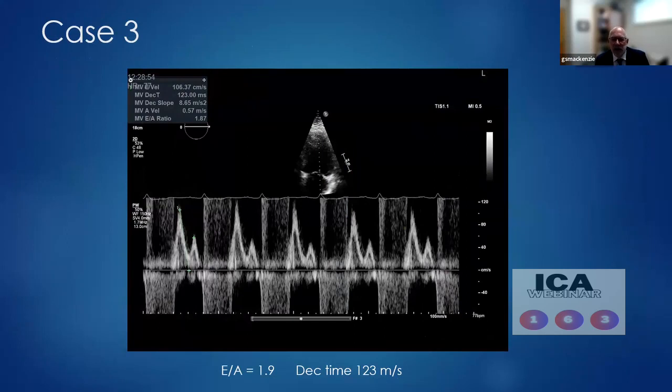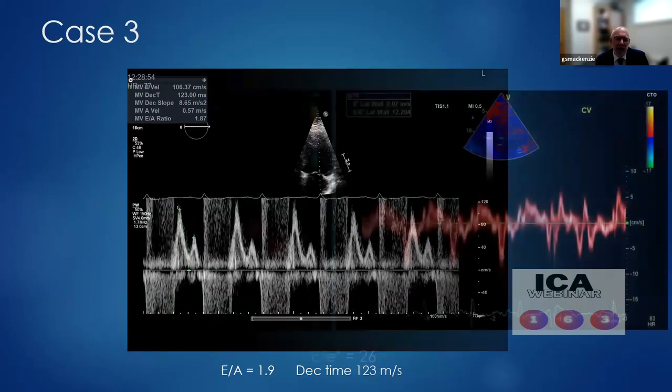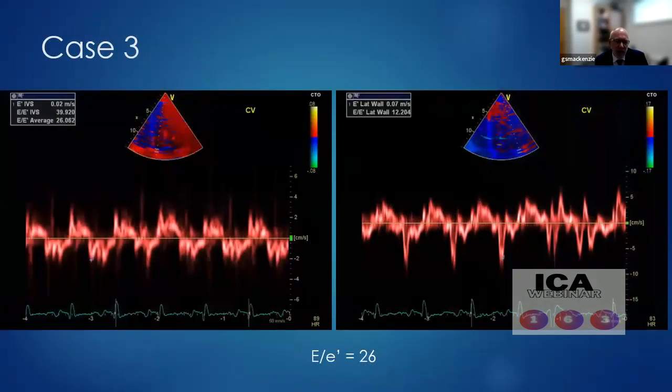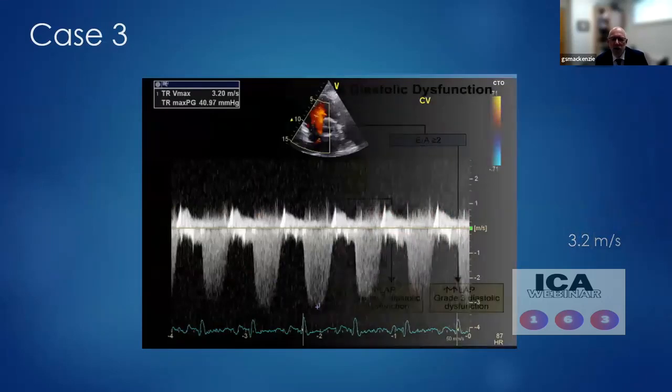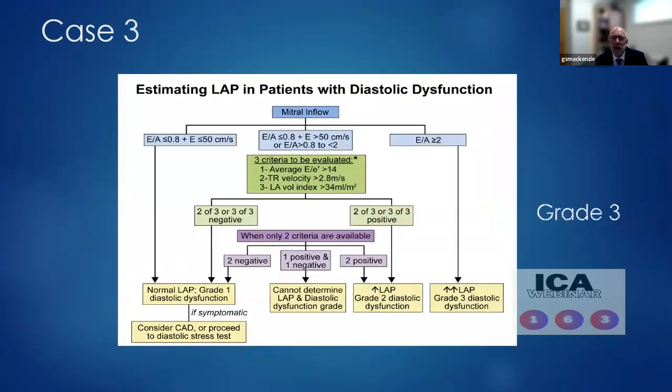So actually in this particular patient, we could probably stop right there, as I showed you on the previous slides, and we could just slide down to grade 3 diastolic dysfunction in this patient. But some of the other variables that we did measure, you can see the E to E prime was 26 and the TR velocity was 3.2. So all of those would suggest a patient who has grade 3 severe diastolic dysfunction.